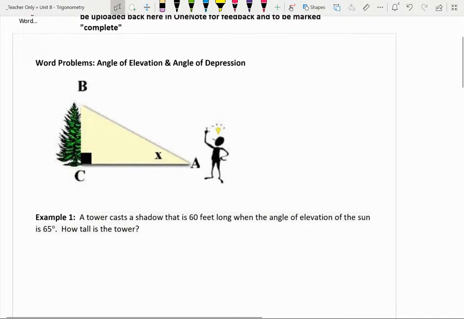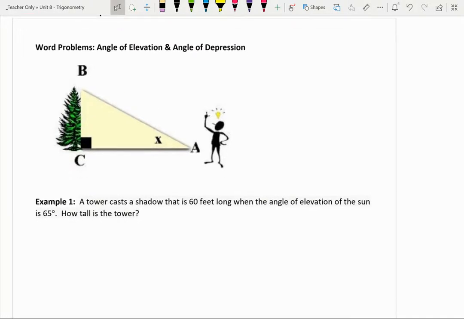Well, hi there. Now that we've reviewed a little bit of the right triangle trigonometry, especially those special right triangles, let's put that to use a little bit with some simple word problems. And a lot of times, when we're dealing with right triangle trigonometry, we're dealing with angle of elevation.